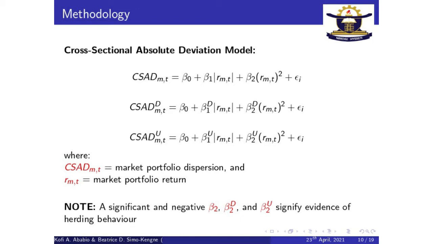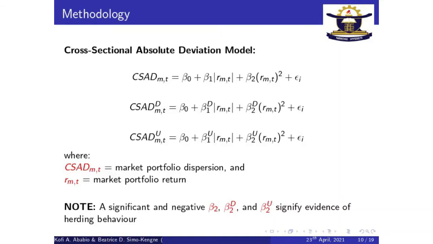Now, a significant and negative beta 2D and beta 2U signify evidence of hedging behavior. So when we do the empirical analysis and the coefficient of our RMT square is negative and also significant, then there is evidence of hedging behavior in the market.